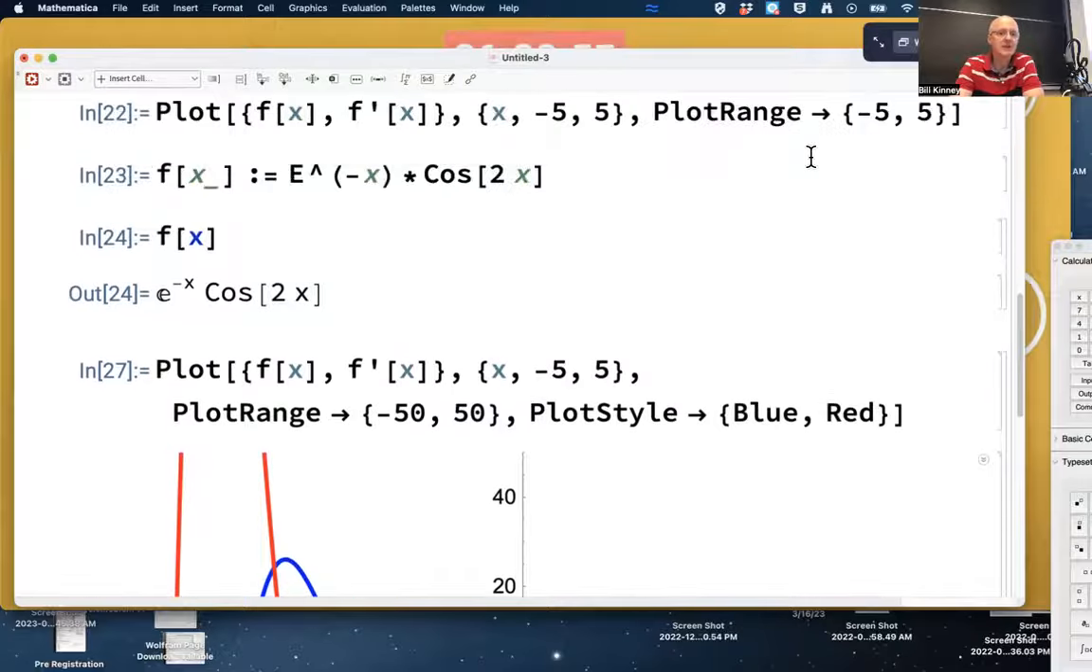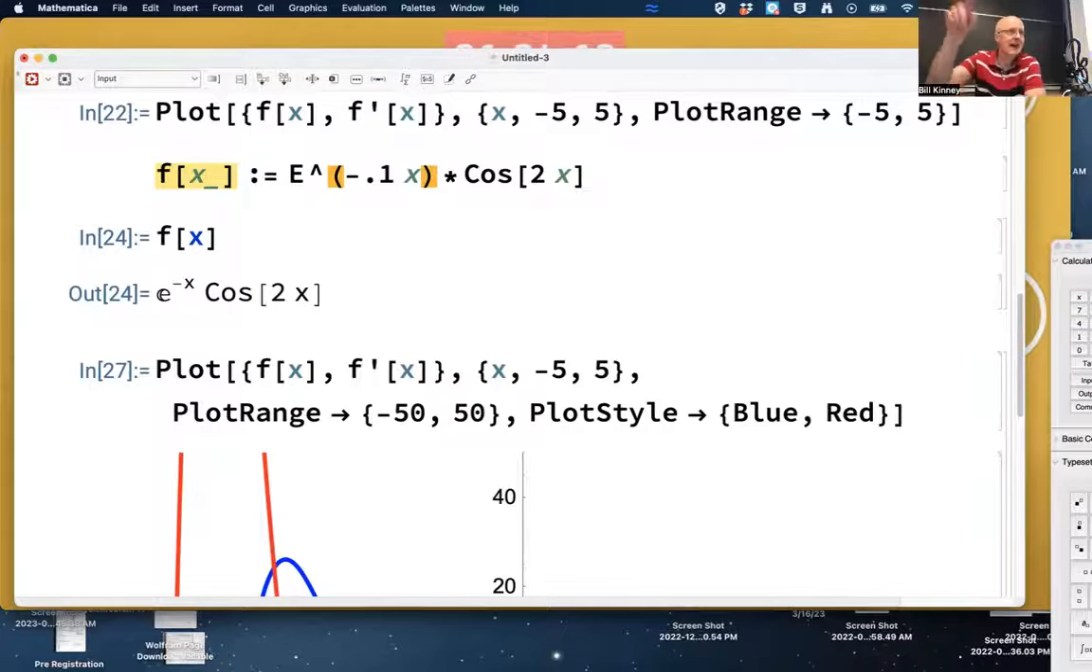Let me change this function a little bit. Let me go back up here and make the exponential decay not quite as fast by putting a -0.1 in front of the x. That'll still be exponential decay in an oscillation, but it'll be a slower exponential decay. Re-enter it. It has been updated.